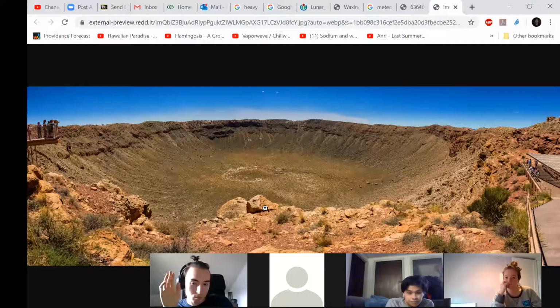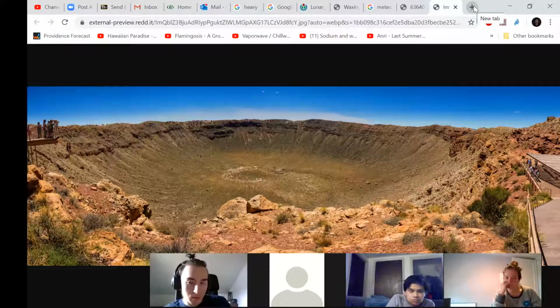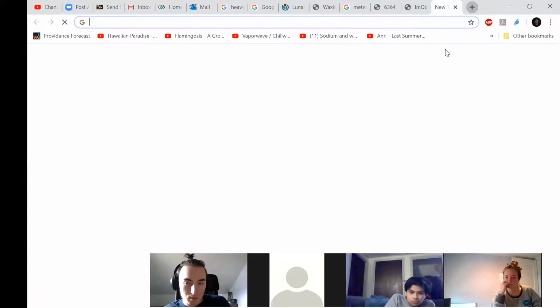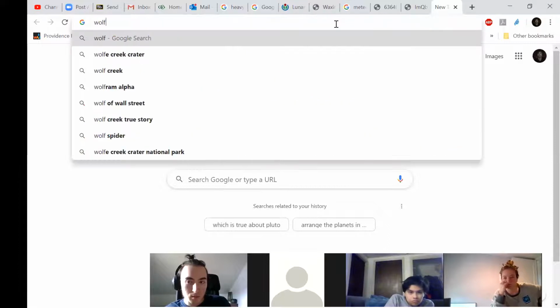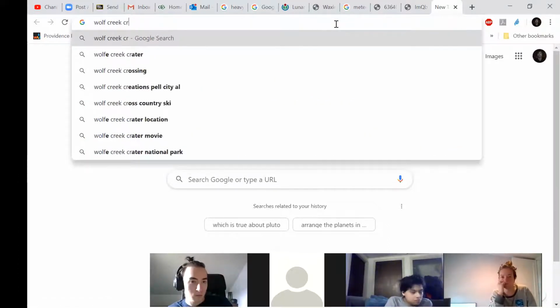Yeah, Jace. How come there's no central peak? That's a great question. How come there's no central peak? The answer to that question, Jace, rather than just telling it to you, I want to show you another crater. This one from down under in Australia. It's known as the Wolf Creek Crater.